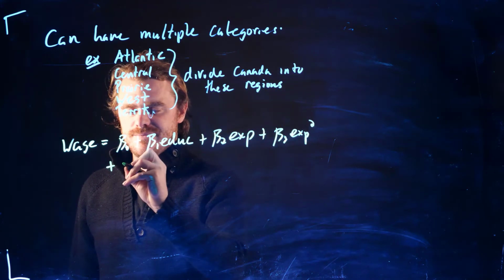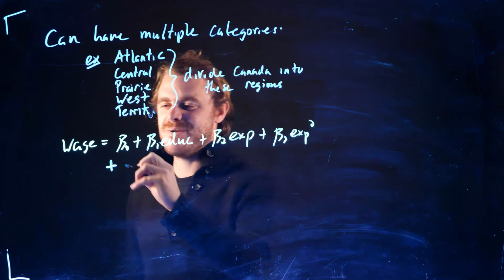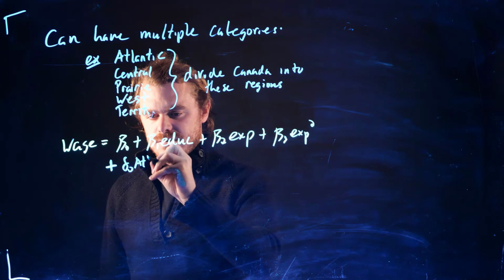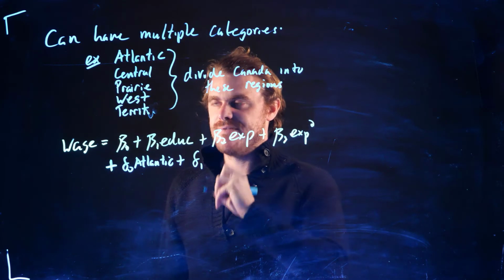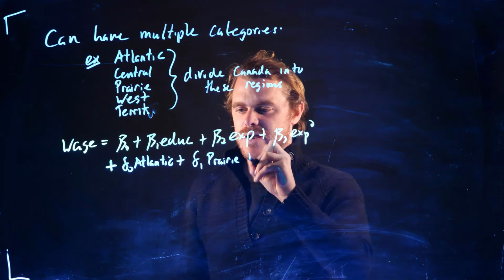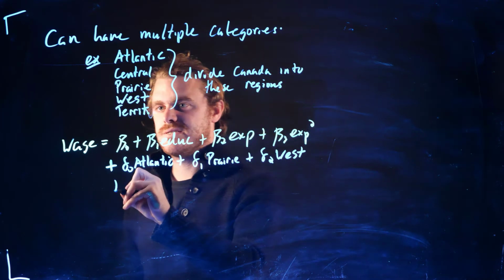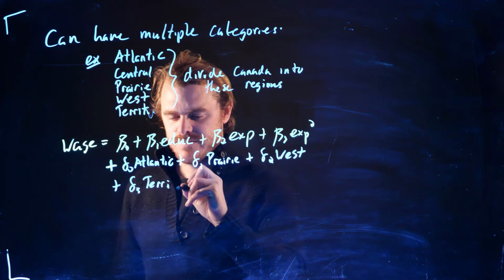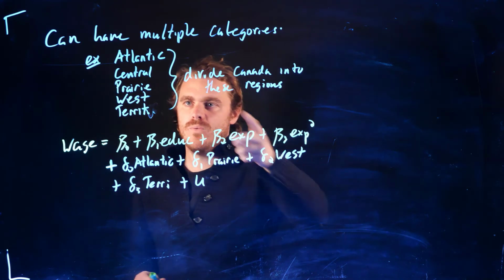So maybe I can do this in a different color. Never sure if these colors show up. But we have a dummy variable for whether this person lives in the Atlantic region. We could have another for the prairie. This person lives in the prairie region. West, and then if they live in the territories. And an error term.